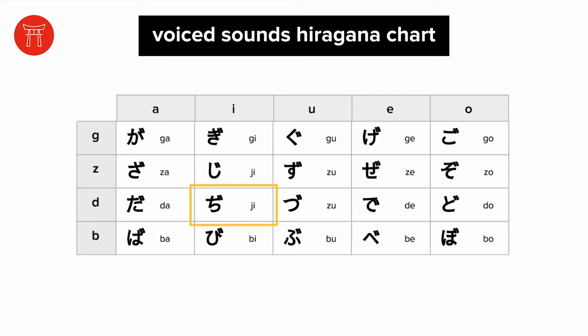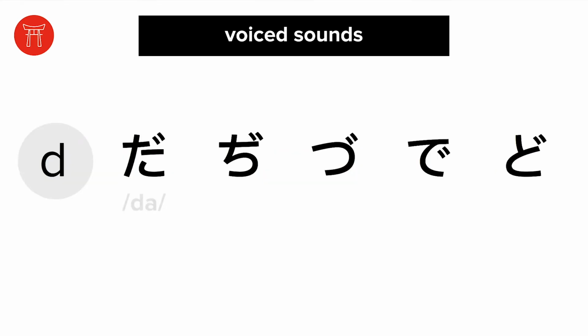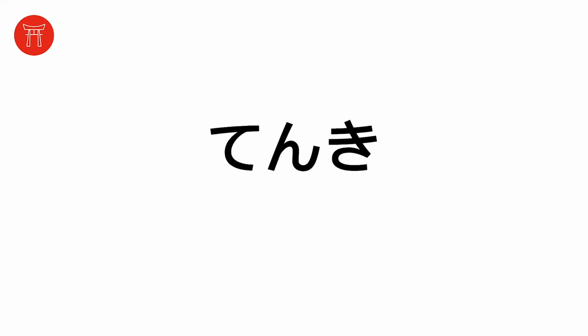The third row also looks a little irregular in Romaji spelling. Notice that chi with a dakuten is pronounced just like ji in the row above. Likewise, tsu with a dakuten is pronounced the same as zu. Let's read the row together. Da, ji, zu, de, do. Here is an example with one of the kana from this row. Tenki means weather. With a dakuten, it becomes denki, or electricity.